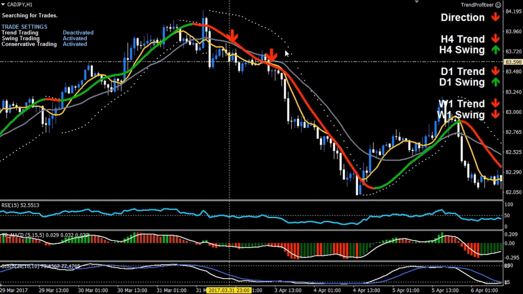Now, this is another conservative swing within a trend trade sell. It's not quite as clear, but if you hover over the MACD here, you'll see that it is technically below the signal line, which is what we need to see for a conservative swing within a trend trade. So that concludes this example of a swing within a trend trade conservative sell on the 1 hour time frame.